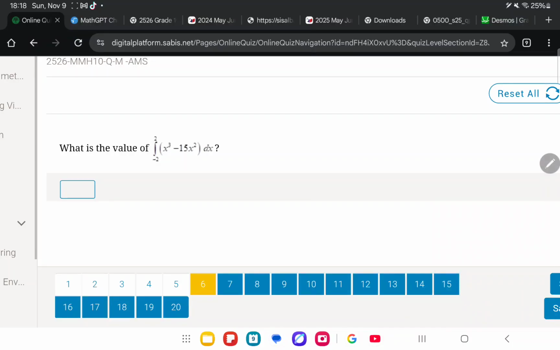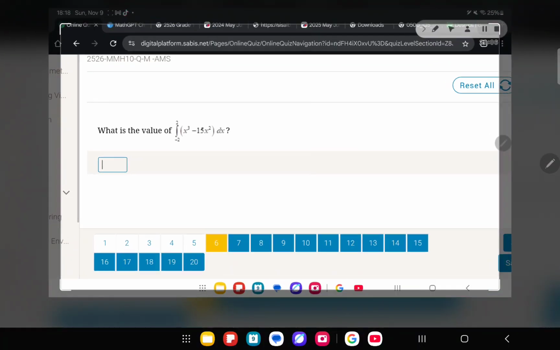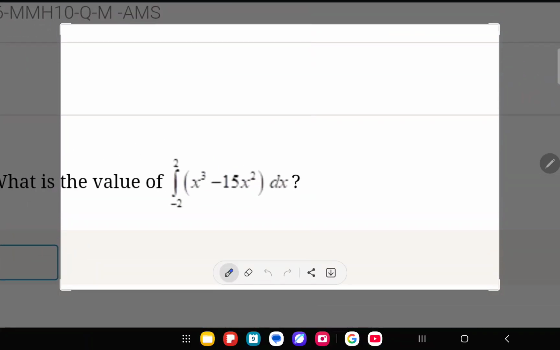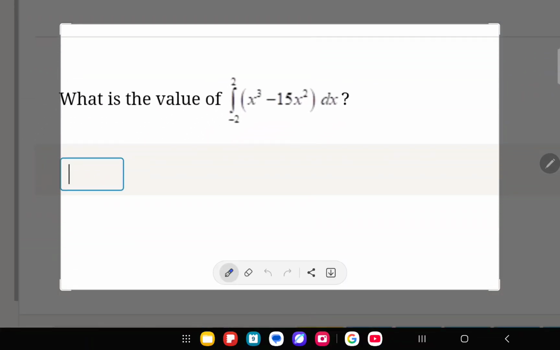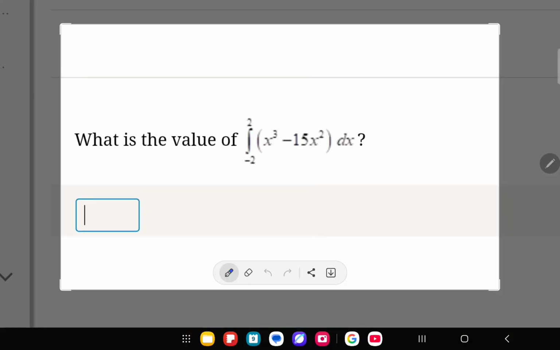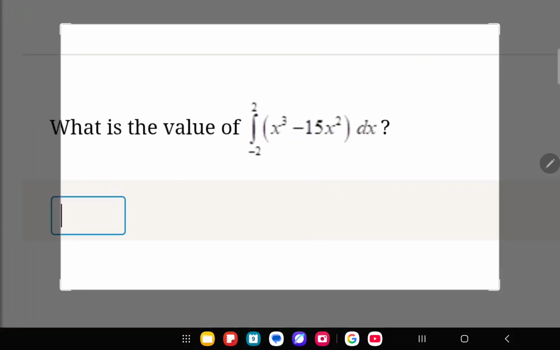Okay. Over here, they're not asking for area. They're just asking for the definite integral. So even if it's negative, let it be negative. They're not asking for the area under the curve. They're just asking for the definite integral.